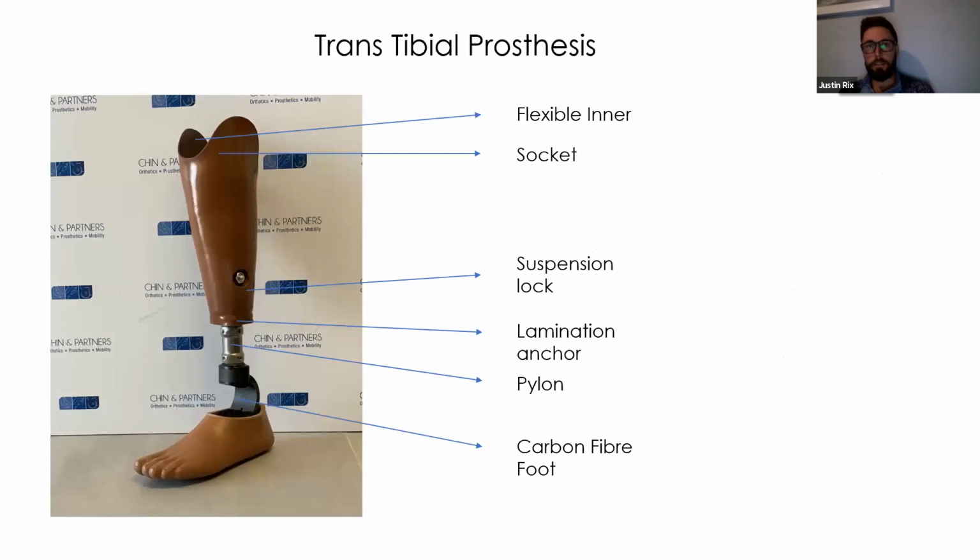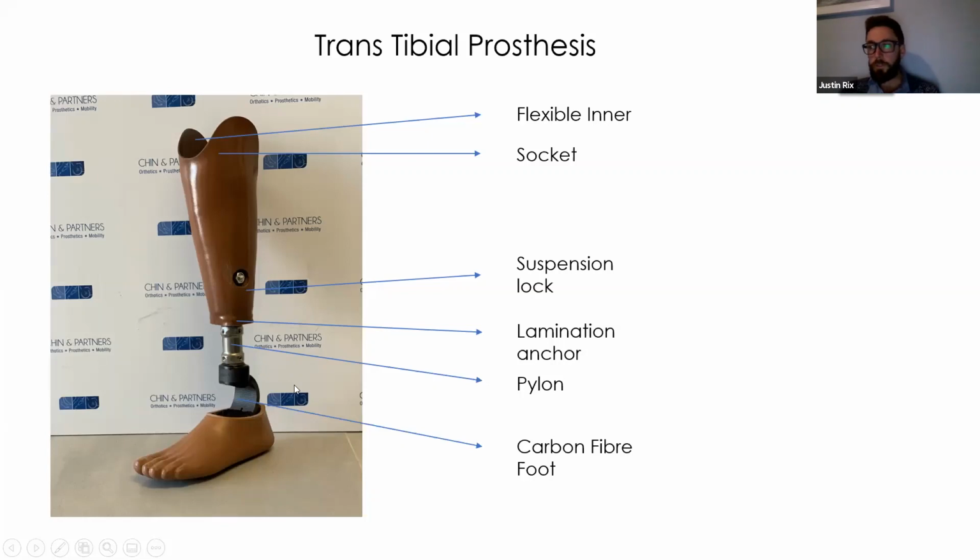The next slide is a transtibial prosthesis, and this is just an example of one that we made, and this is what essentially your prosthesis is going to comprise of. So you can have a flexible inner socket, which provides a little bit more cushioning between the liner and the hard socket. This particular one has a suspension lock. If it was the suction system, you would have a little valve, the residuum goes inside the socket, and then it blows out of the one-way valve. From there, we've got the lamination anchor we spoke about, the pylon, and the foot.